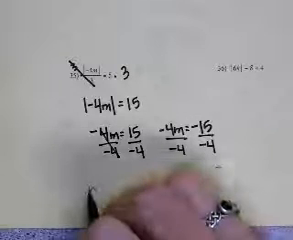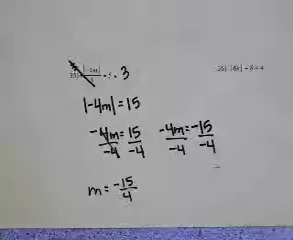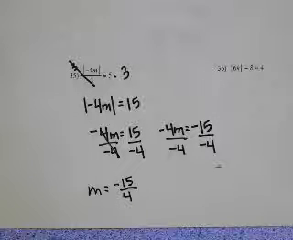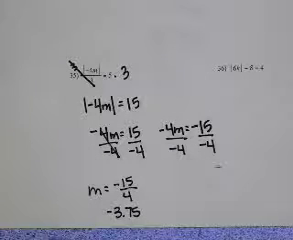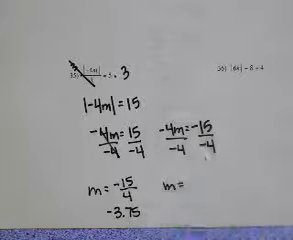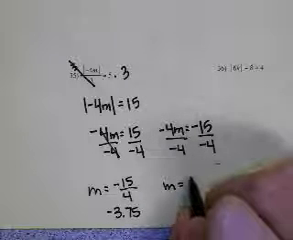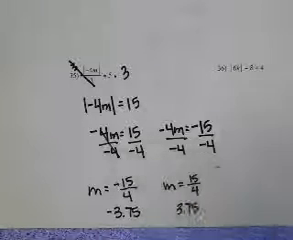And we have m equals negative 15 fourths. That fraction doesn't simplify. That's the simplest that it gets. But if you put it into your calculator and did 15 divided by 4, you would get 3.75. So that's also an acceptable answer. You could write negative 3.75. And then for your second equation, a negative divided by a negative is a positive. So this would be positive 15 fourths or positive 3.75.